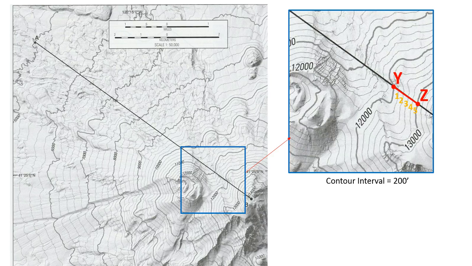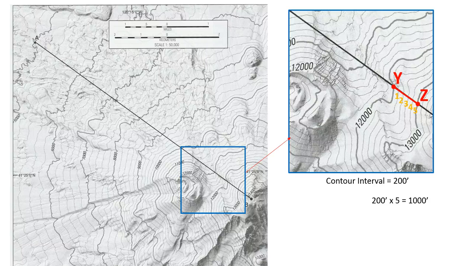Now that we have the number of contour lines, we have to multiply this by the contour interval to determine the vertical displacement. So, multiplying 5 by 200 feet, we come up with 1,000 feet, which is the total distance one would go up in elevation if they were to travel from point Y to Z.